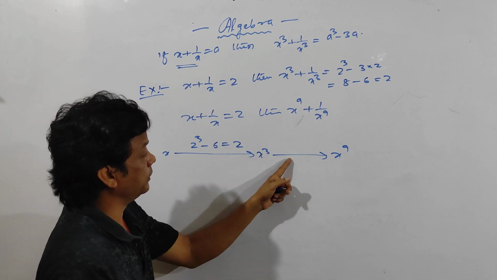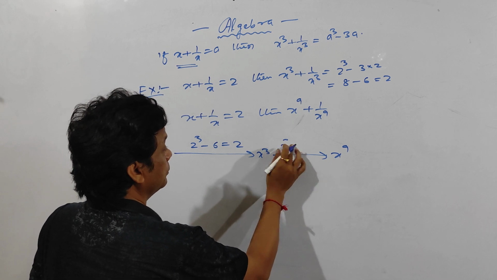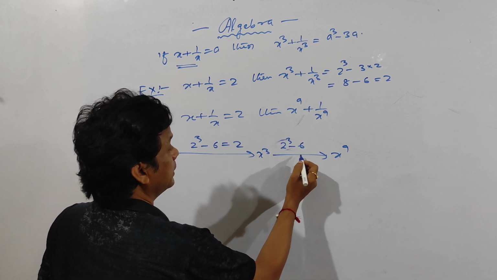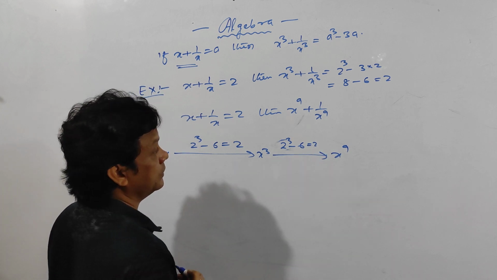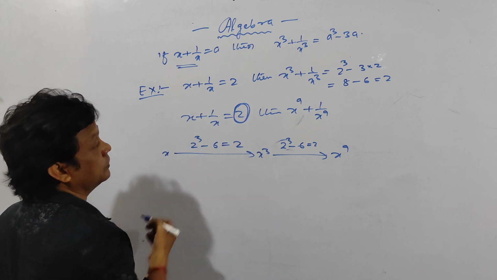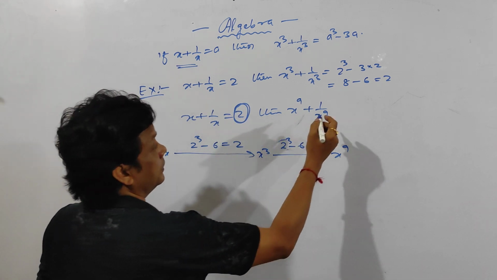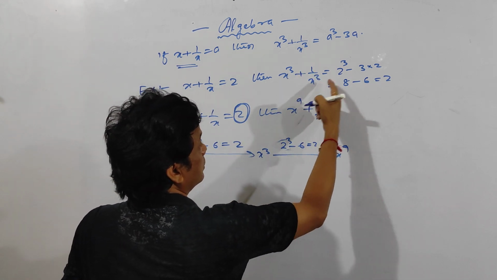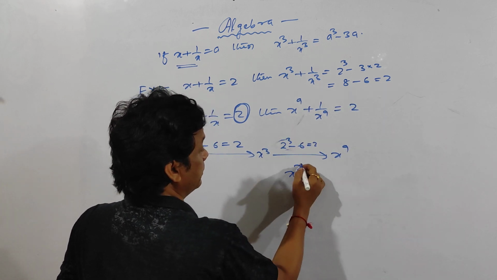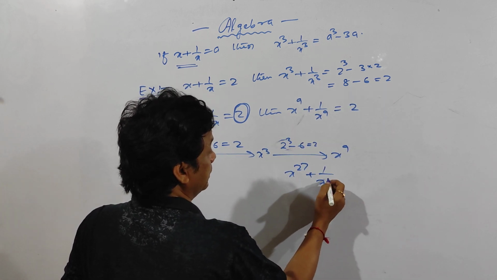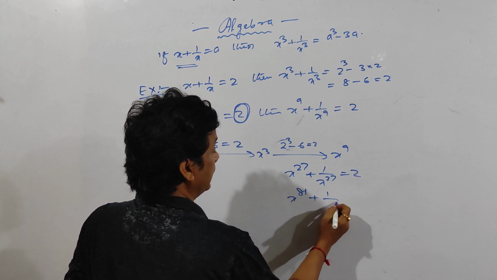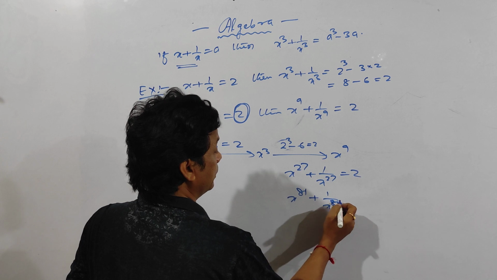Then again apply this formula. 2 cube minus 3 into 2 is 6. Again which is equal to 2. That means if this quantity is 2, then x cube plus 1 by x cube is 2, x to the 9 plus 1 by x to the 9 is 2, and x to the 27 plus 1 by x to the 27 is also equal to 2, and x to the 81 plus 1 by x to the 81 is also equal to 2.